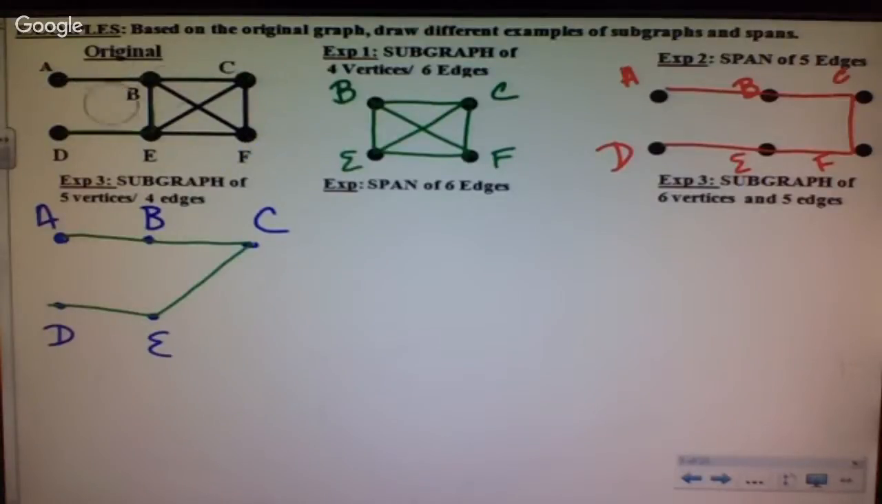Okay? The next example over says, I want a span. As soon as you see the word span, that means all vertices. So I need A, I need B, I need C, D, E, and F. Okay. A, B, C, D, E, F.